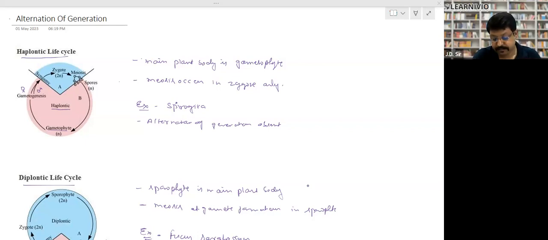That is a haploid plant. Next point. Meiosis will occur in zygote only. This is called zygotic meiosis.